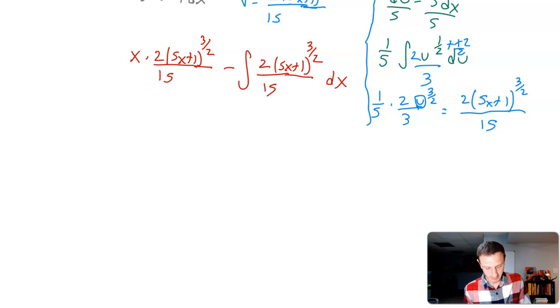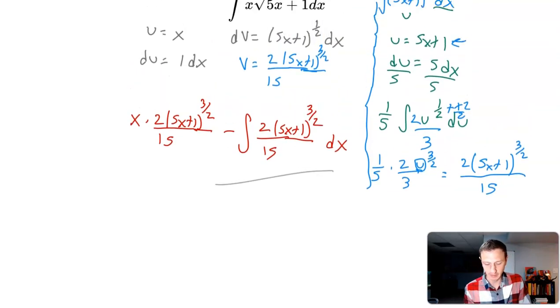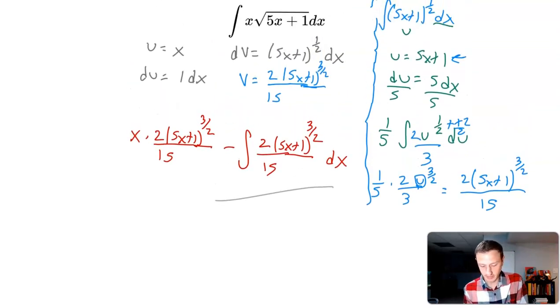Not out of the woods yet, because now we have to integrate this, which, again, if you're getting pretty good with substitution, it's the exact same exercise as we did over here. It's the exact same thing, just with this 2 over 15, but we could just ignore that 2 over 15, and then you could redo the process if you want.